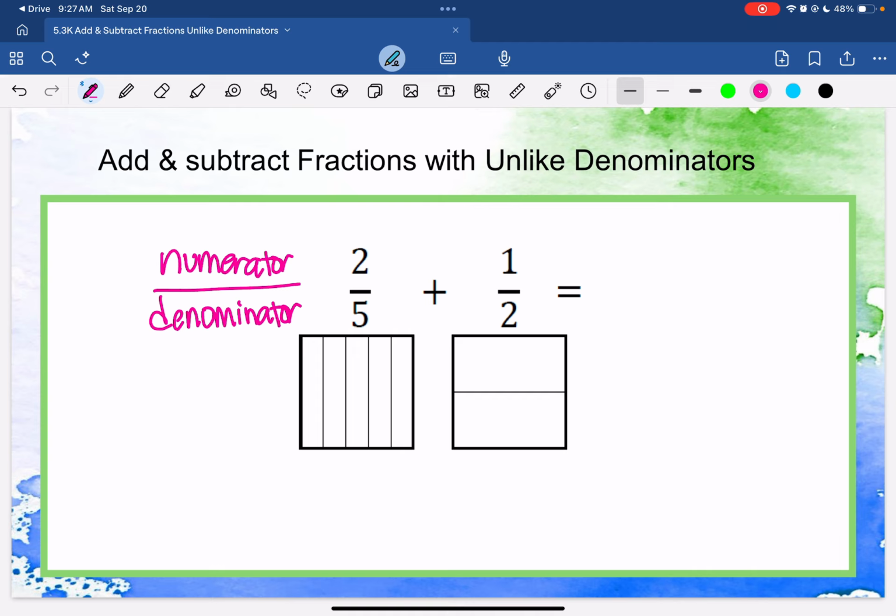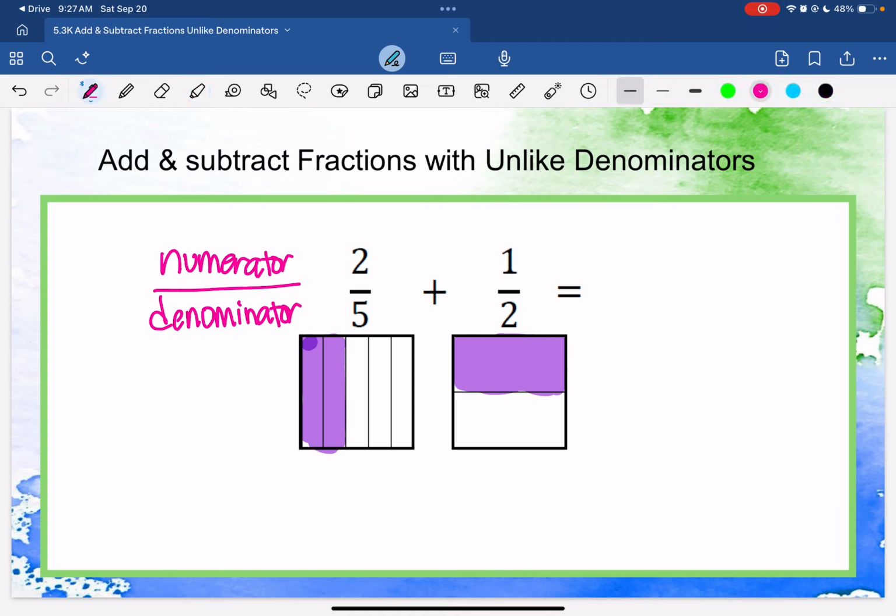All right, so for 2/5, we're going to model it or represent it. Draw it out, that's all. 2 out of 5. 2 is my part size. 5 is my part total. For the second one, it's 1 out of 2. 1 is my part size. 2 is my part total.